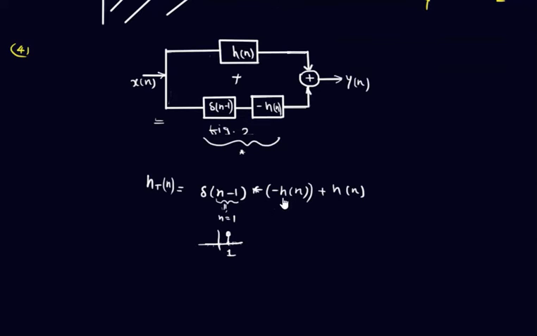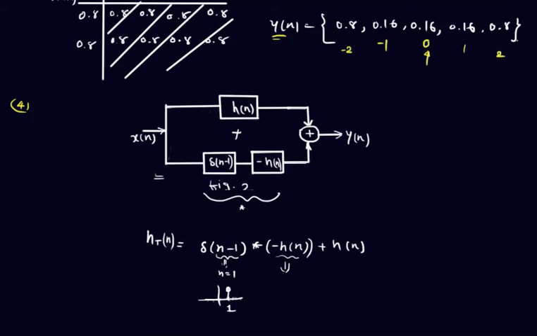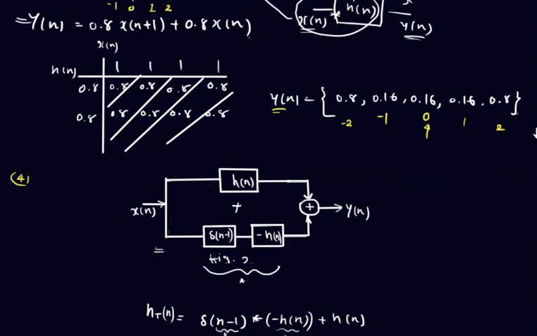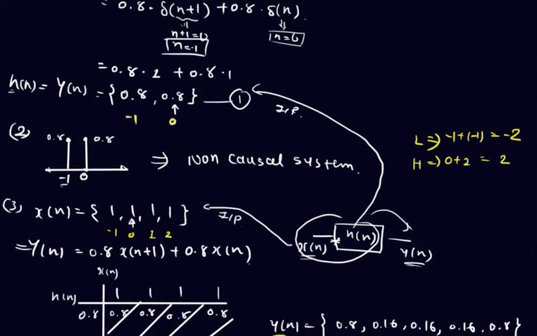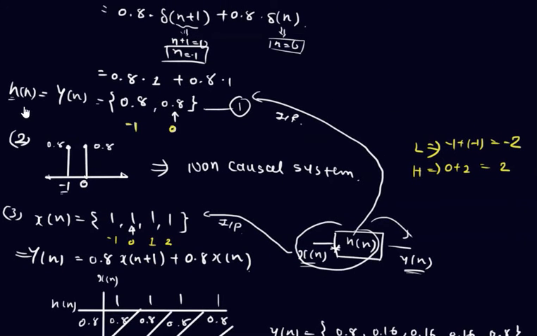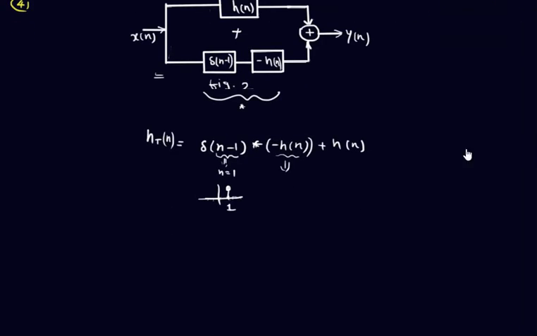And now we have to find the h of n. We have already found the value of h of n. This is h of n, that is 0.8, 0.8, and the origin is here. And again we have h of n, exactly like this. But here in this case we have a minus, so all the values will be multiplied with the minus, and here we have positive h of n.